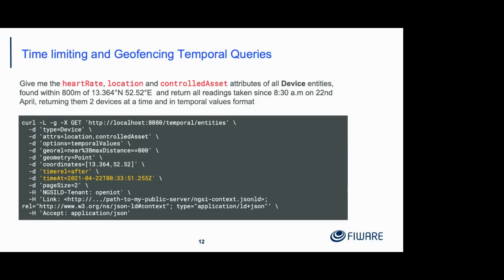And then you can do geofencing in the same fashion as you can do geofencing on entities, which we did about 5 slides beforehand. 800 meters, and so on. Now the timing equivalent is this rel, and it's a range.